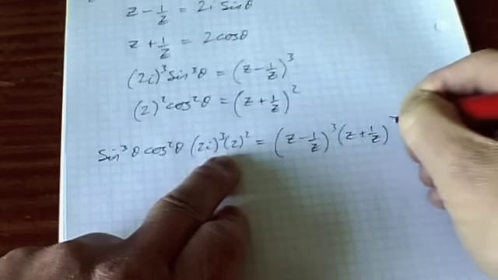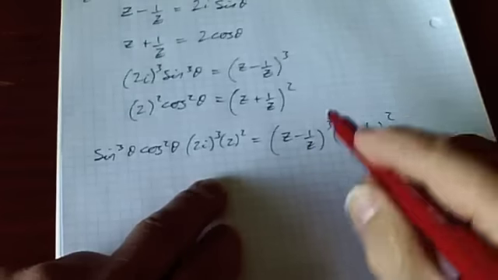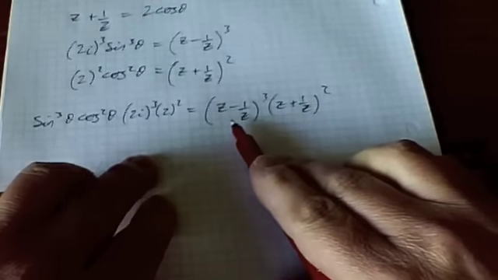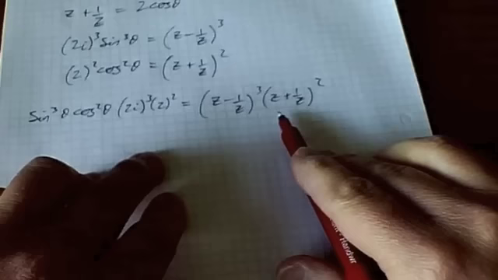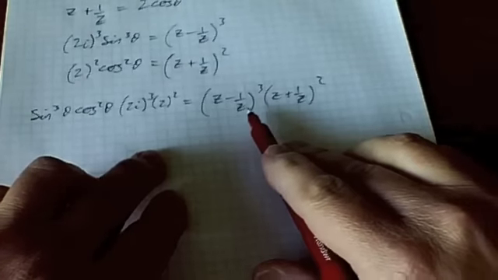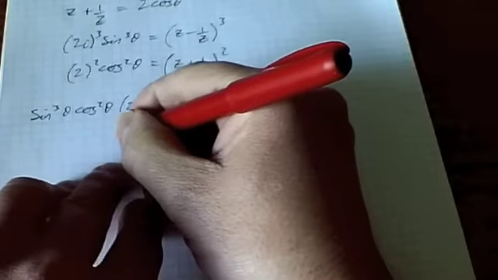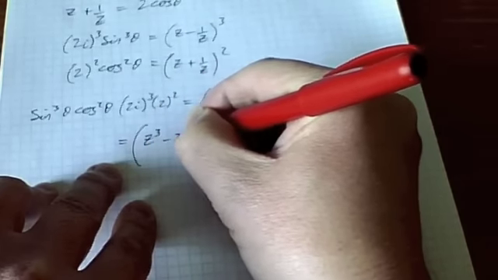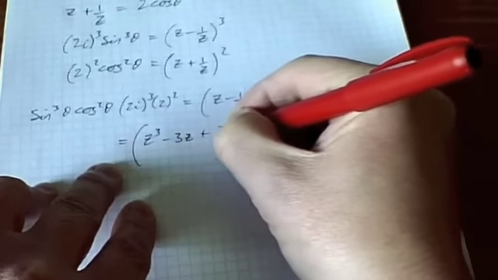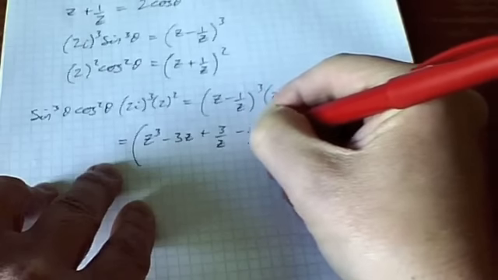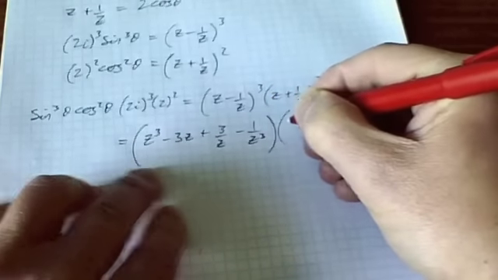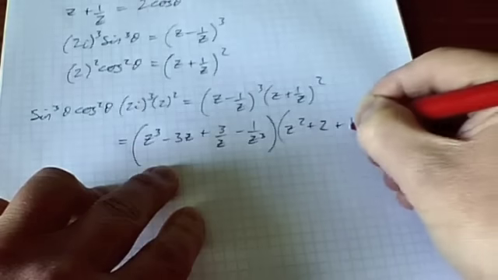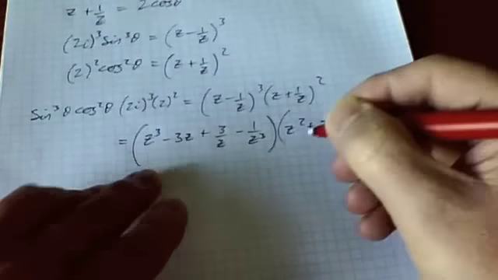z squared. Now I'm going to expand these. You can expand it any way you like, using Pascal's triangle or just by knowing how they expand. But they will expand to z cubed minus 3z plus 3 over z minus 1 over z cubed, all multiplied by z squared plus 2 plus 1 over z squared.